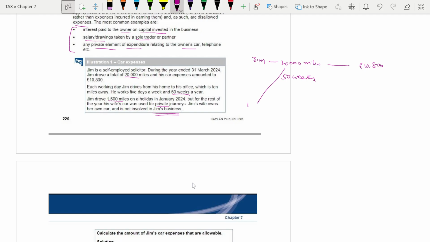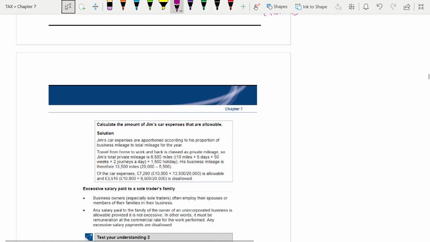1,500 miles he drove on a personal basis. Is that for a holiday? Other times he has used, how much? 1,500 miles for holidays, and the rest, 18,500, is for what? It is for business official use.